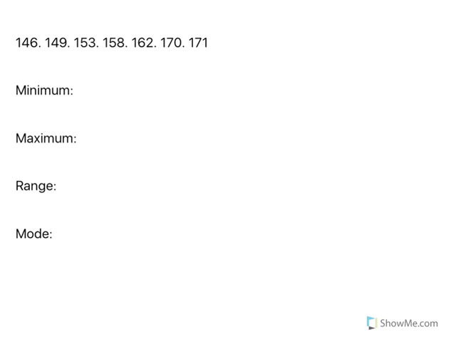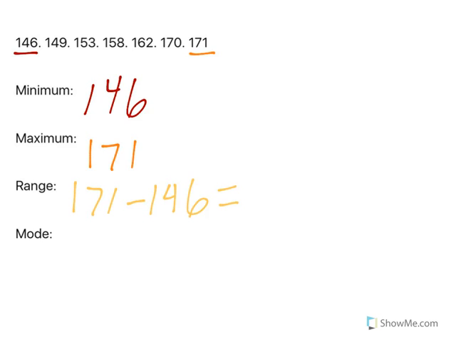All right, now we're going to find the last 4 pieces, and these are easier to find if you have your numbers in order least to greatest. So I have them in order, all 7 of them, and I want to find the minimum. So the minimum is my smallest number, 146. Maximum is my biggest number, 171. The range is the difference between your max and your min. So 171, my maximum, minus my minimum of 146, and I have a range of 25.